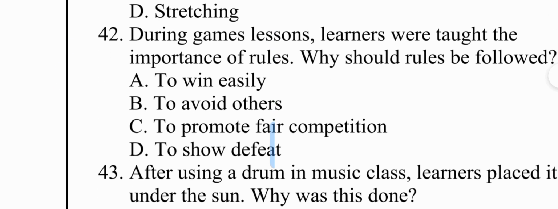Then number 42. During games lessons, learners were taught the importance of rules. Why should we follow rules? To win easily, no. To avoid others, no. To promote fair competition. The correct answer is C.